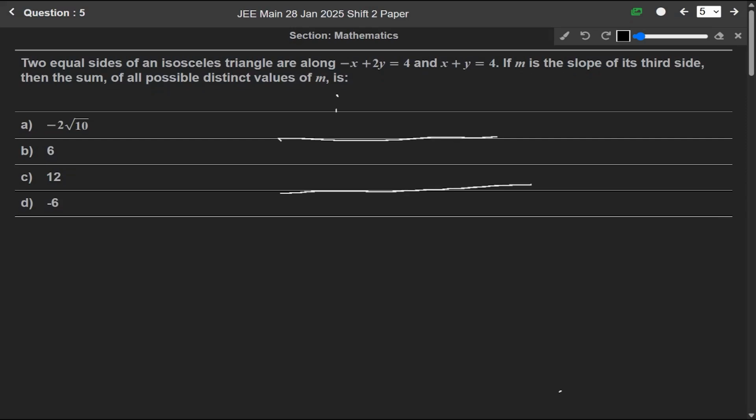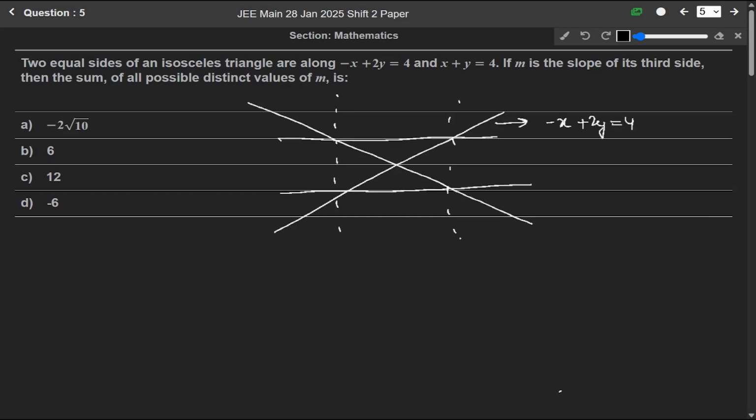these are two sides. Okay, so let this equation be minus x plus 2y equals 4 and this equation be x plus y equals 4. Okay, and if m is the slope of the third side, let us say this is the third side, if its slope is m, then the sum of all possible distinct values of m is.